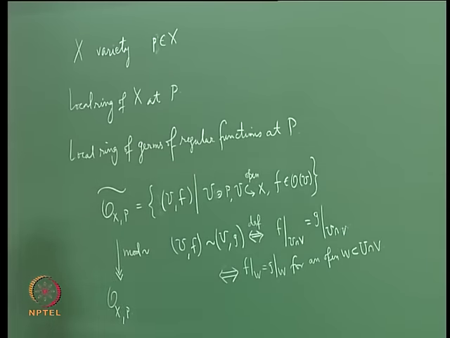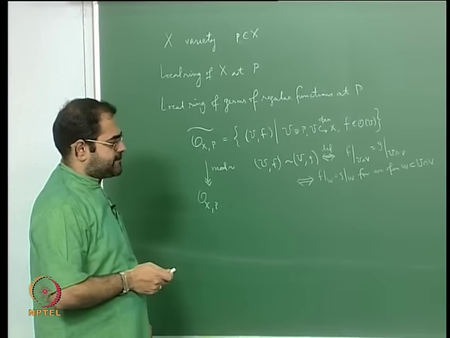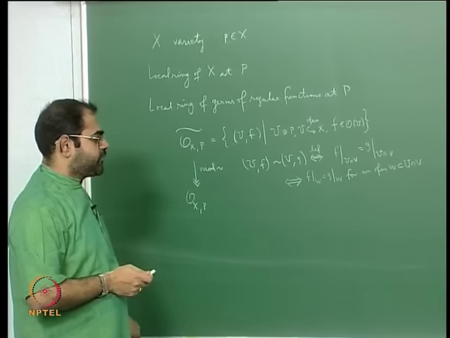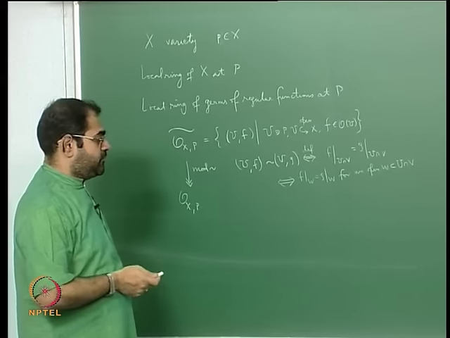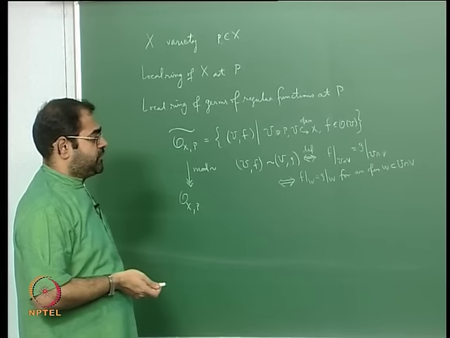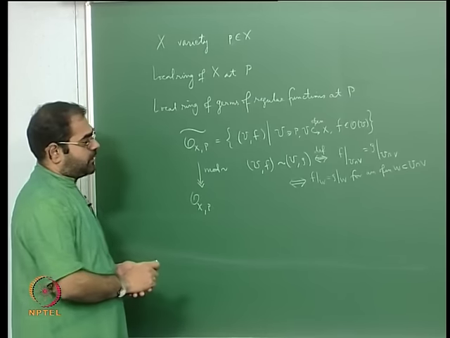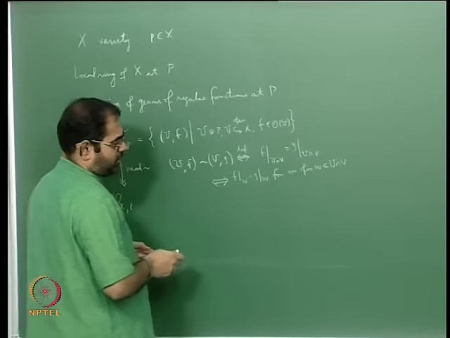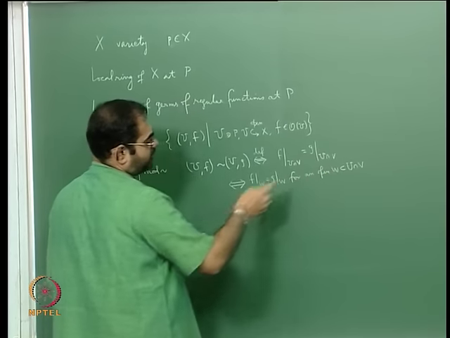Because if two regular functions coincide on a non-empty open subset, then they of course coincide everywhere, right? So I need not require that the point P is in W.